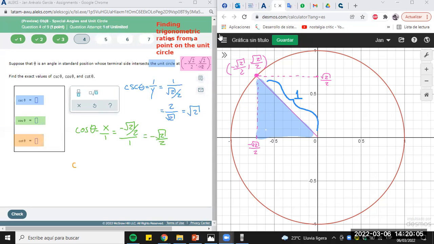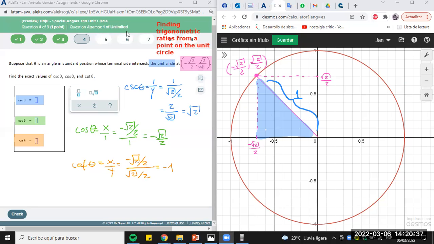And the last one, cotangent, is the opposite divided by the hypotenuse. No, the opposite by adjacent, that is tangent. Then the cotangent is the adjacent divided by the opposite. That is x divided by y. That is minus the square root of 2 divided by 2, over the square root of 2 divided by 2. You're dividing the same thing. Well, you have the same thing and you're dividing by that same thing. Then you only have minus 1.